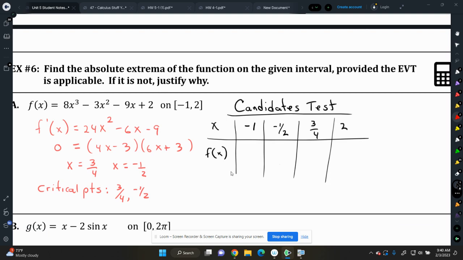So f of negative 1, when we plug that in, we get 0. I'm going to save us time because I already have the values here. At negative 1/2, we get 4.75. At 3/4, I get negative 3.063. And at 2, we get 36.